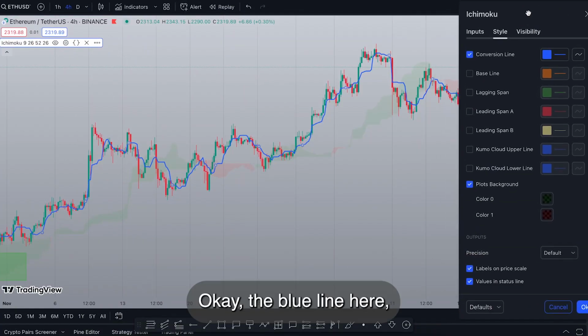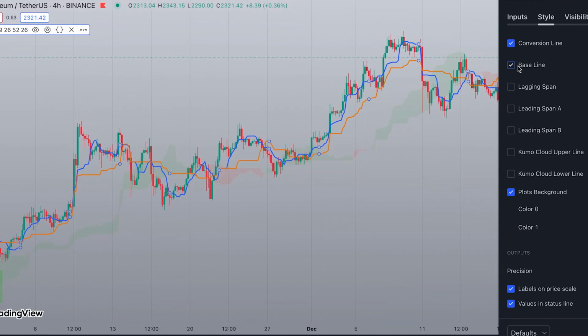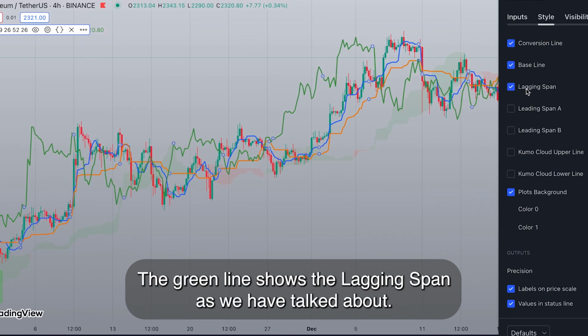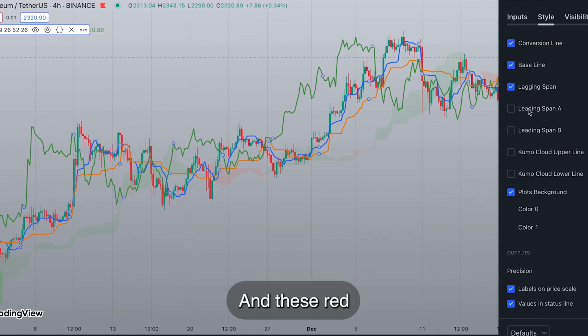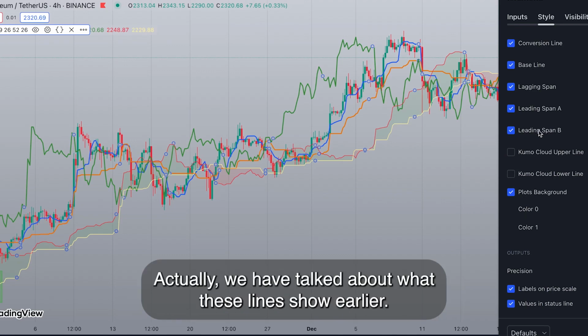Okay, perfect. The blue line here shows the conversion line. The orange one that you can see now is the baseline. The green line shows the lagging span, as we have talked about. And these red and yellow lines elaborate the leading spans. Actually, we have talked about what these lines show earlier.